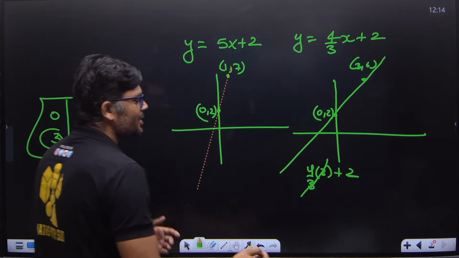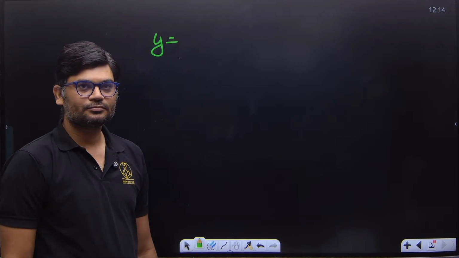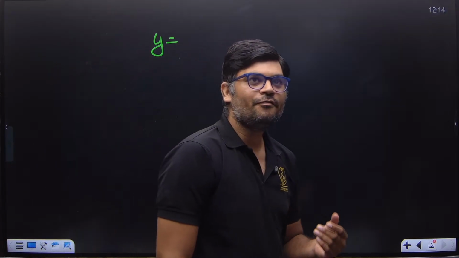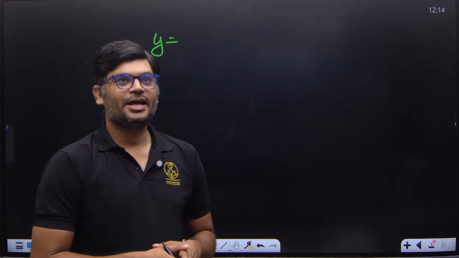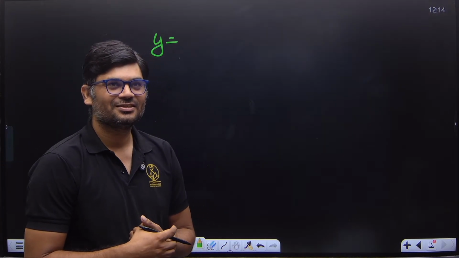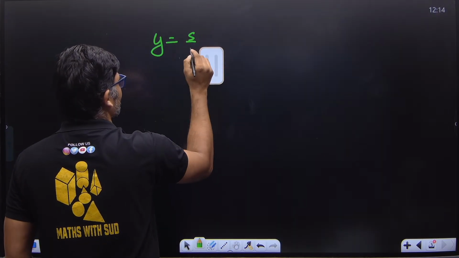Suppose, let us take one more example. Give me an example of a fractional coefficient. Shrimoy, give me an example of a fractional coefficient. I can't hear you. Can you be a bit louder, beta? 5 by 2x plus 1. Okay. 5 by 2x plus 1.